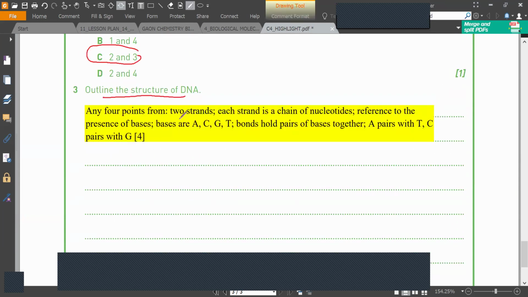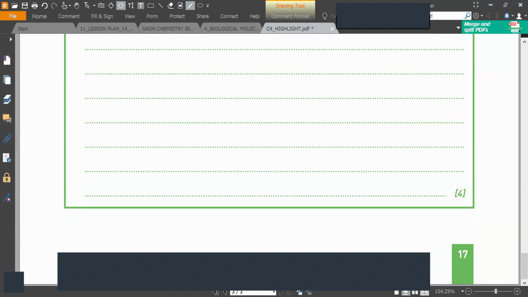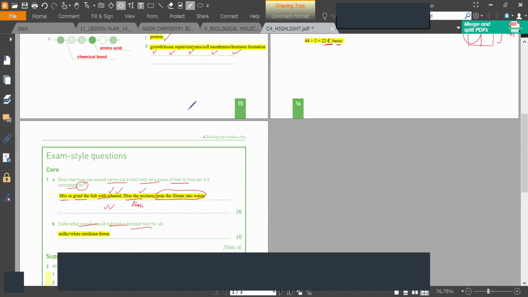First we say that it's made out of 2 strands. Each strand is a chain of nucleotides. Reference to the presence of bases, and we have 4 types of bases, A, C, G, T. And then we have bonds that hold the pairs together. And A always pairs with T, C always pairs with G. So these are the points that we can include. And it is done. So this is a short topic, so we finish all.